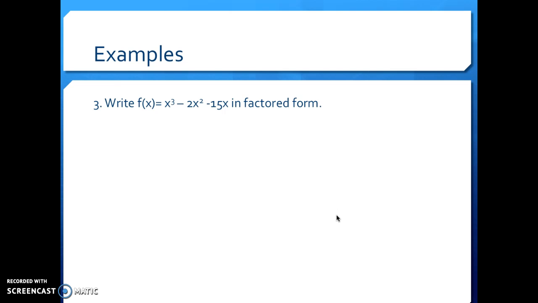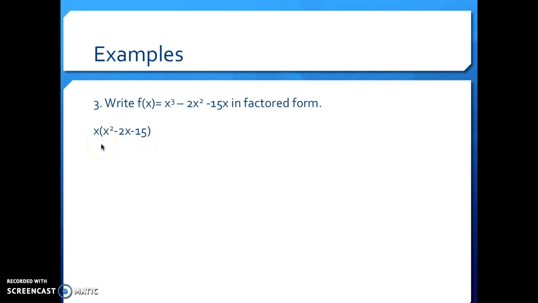In factored form, we want to look for any greatest common factors that all three of those terms have in common. In this case, they all have an x value. So we're going to go ahead and take out an x. Now we're left with x squared minus 2x minus 15. Well, that's not complete because we can still factor this.